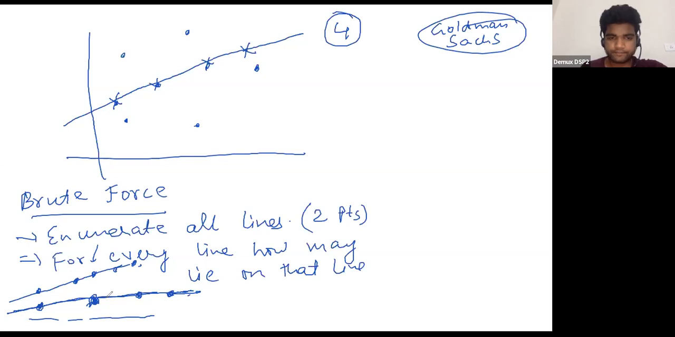Everyone understands this? Now let's see, how much time will this take? N square, or more? Why will it take n square? N square is to enumerate a line, but you have to check other points also, whether they lie on this line or not. So this takes n cube time.